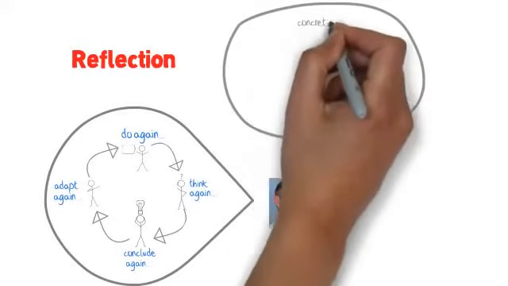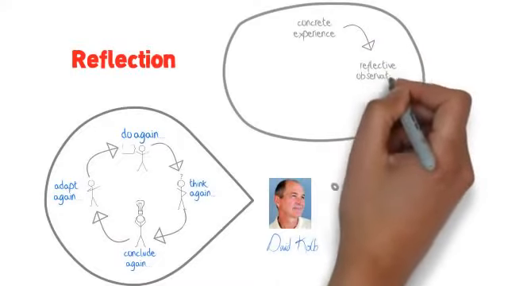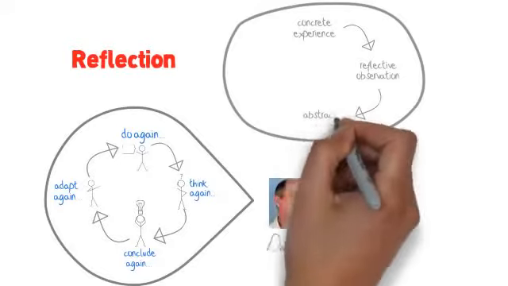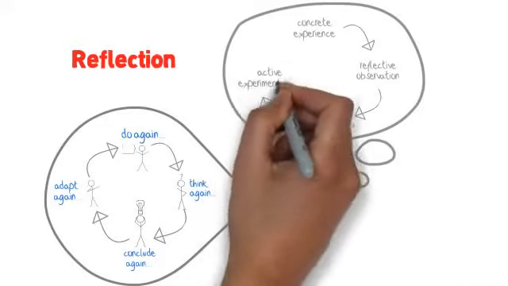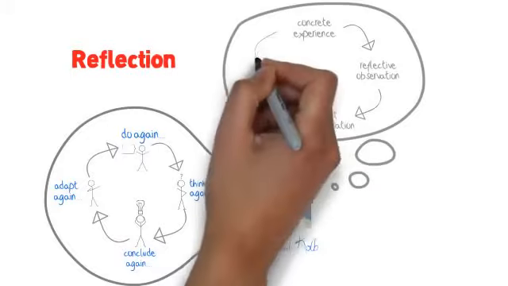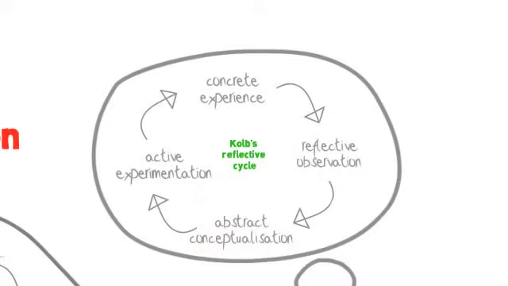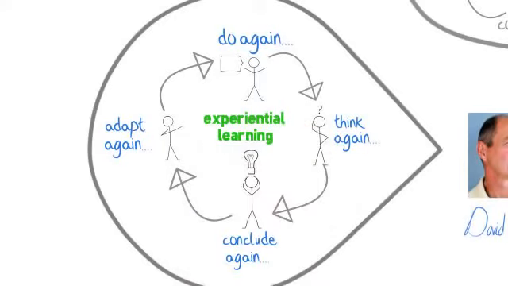Now, the names he came up with are as follows: concrete experience for the doing stage, reflective observation for the thinking stage, abstract conceptualization for the concluding stage, and active experimentation for the adapting stage. And this has become known as Kolb's reflective cycle. But remember, it's drawn from that real-life scenario of experiential learning that Kolb observed in the first instance.